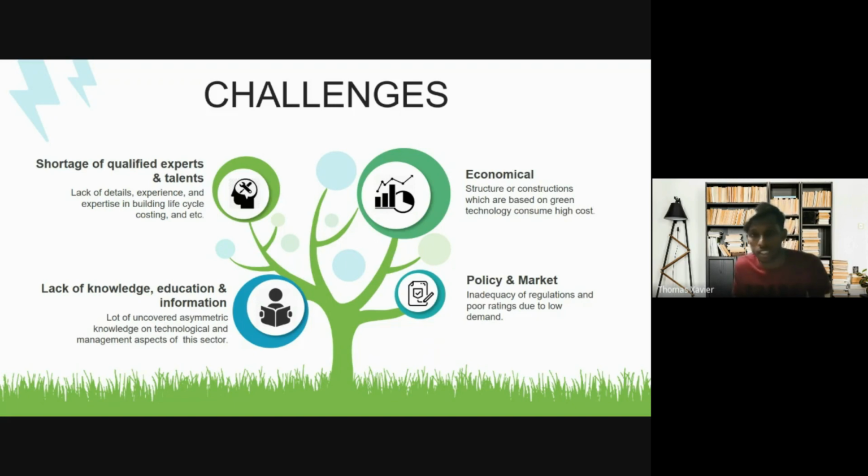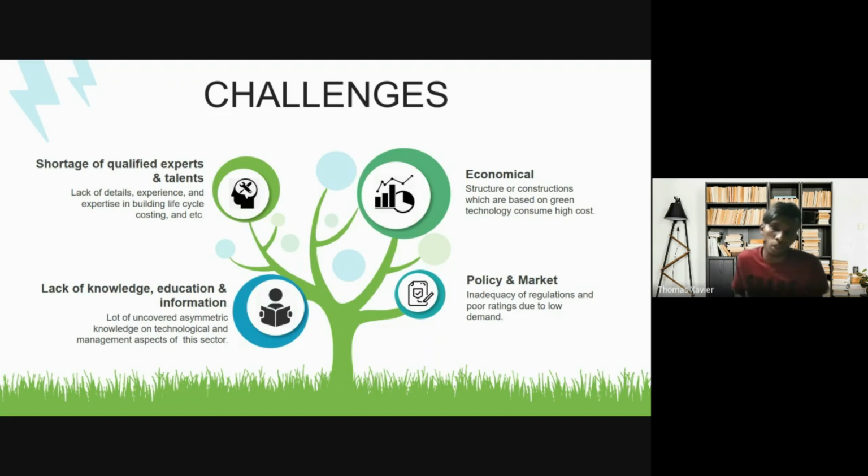The next challenge is the lack of knowledge, education, and information. There is a lot of asymmetric knowledge on technological and management aspects in the sector, and it is likely influencing the stakeholders' decision making. If more people, the talents or workers, get exposed to the knowledge of the benefits of green technology, they will probably be more supportive of the implementation of this technology in our country.